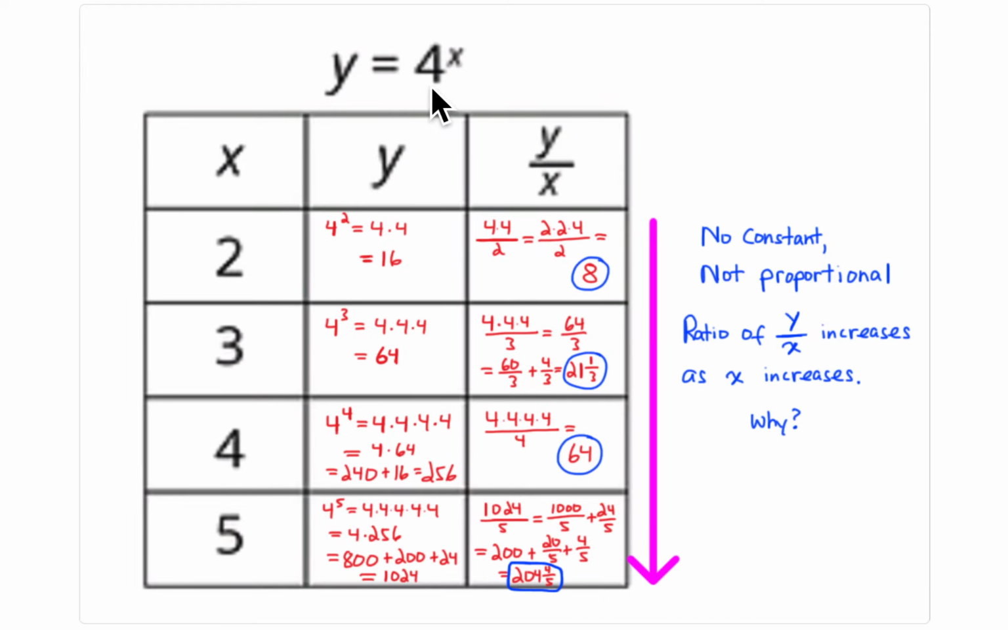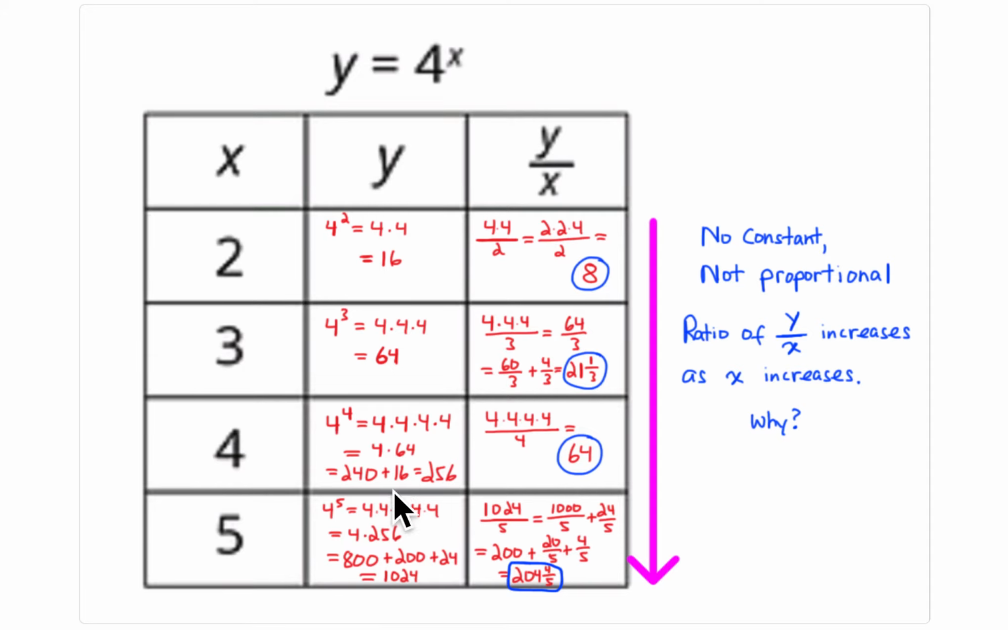y is equal to 4 to the x power. So if x is 2, it's 4 times 4. If x is 3, it's 4 times 4 times 4. Notice that's 4 times 16. If x is 4, this is going to be 4 times 64. So it's just one more 4 that you're using as a factor. If x is 5, it's going to be 4 times 256.